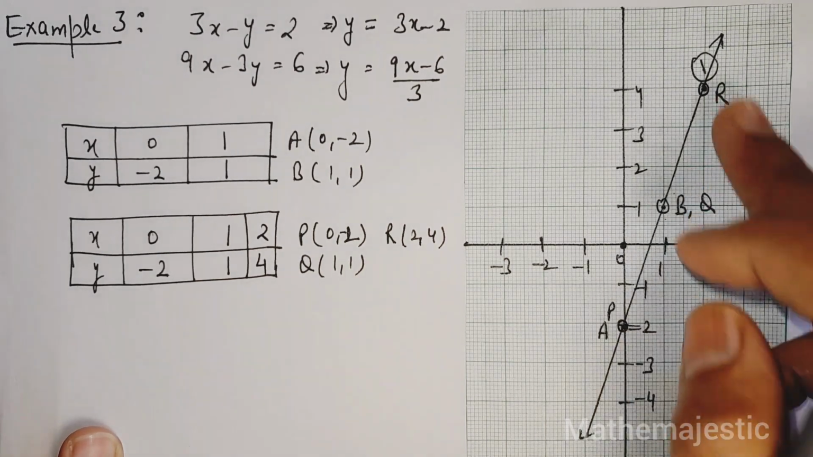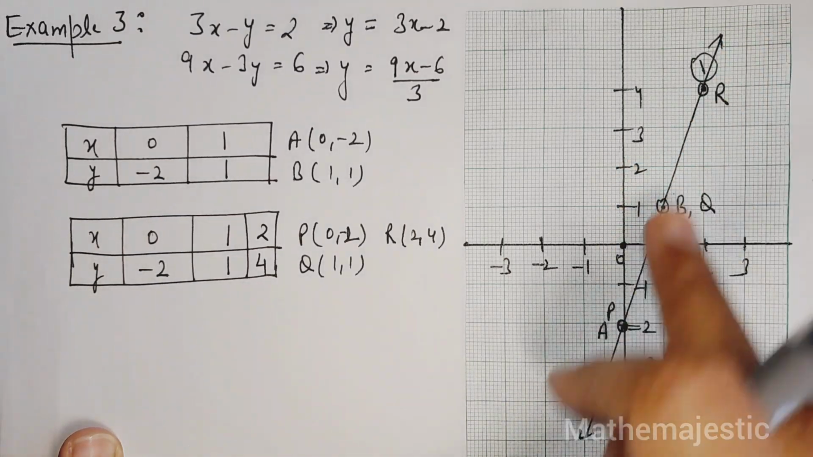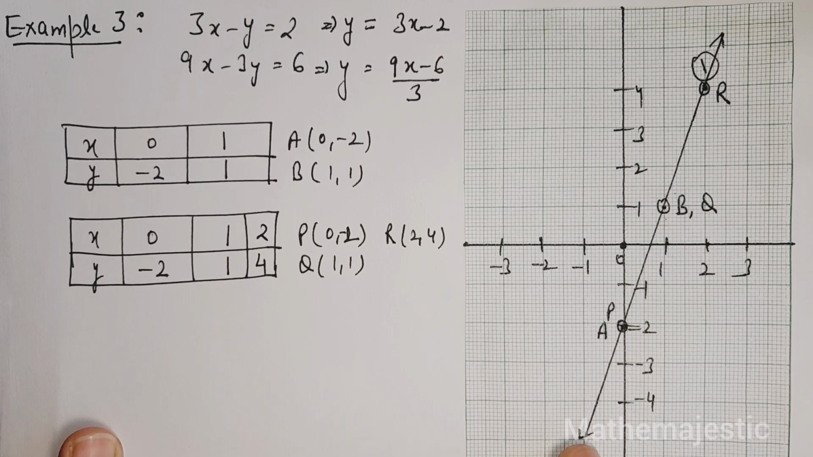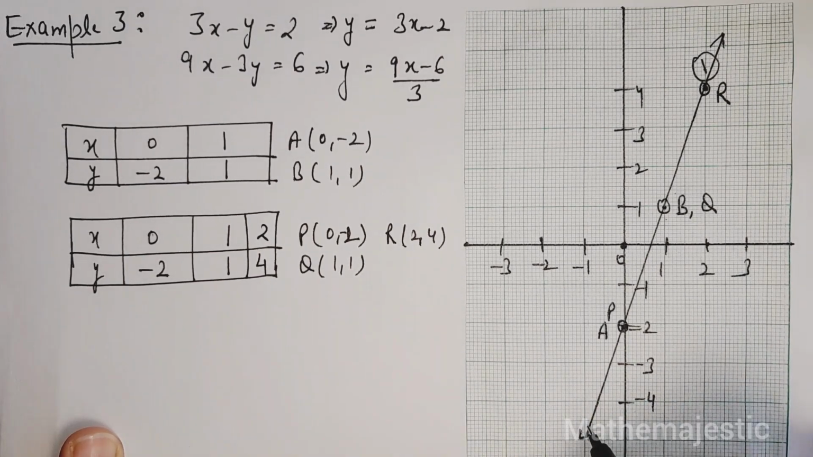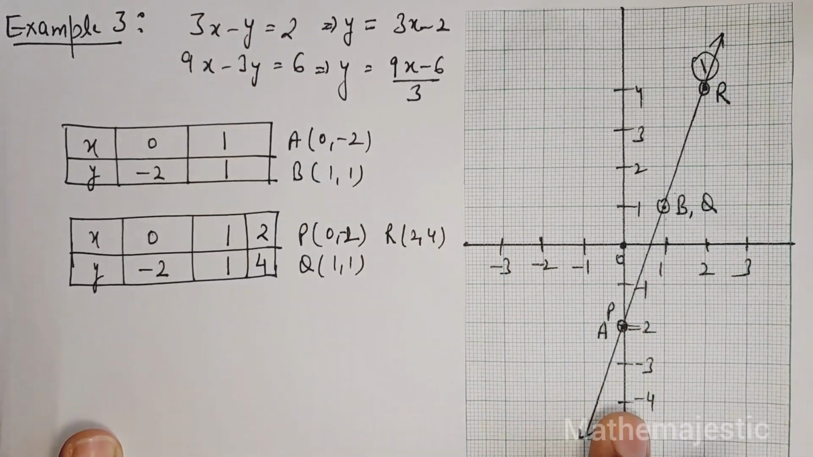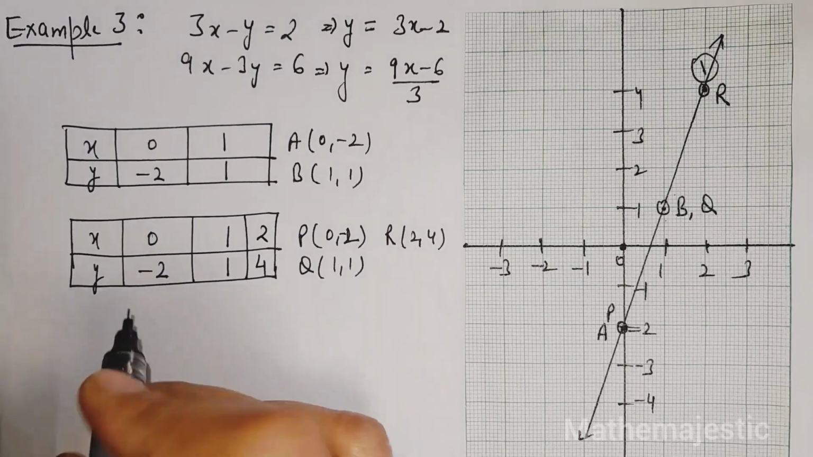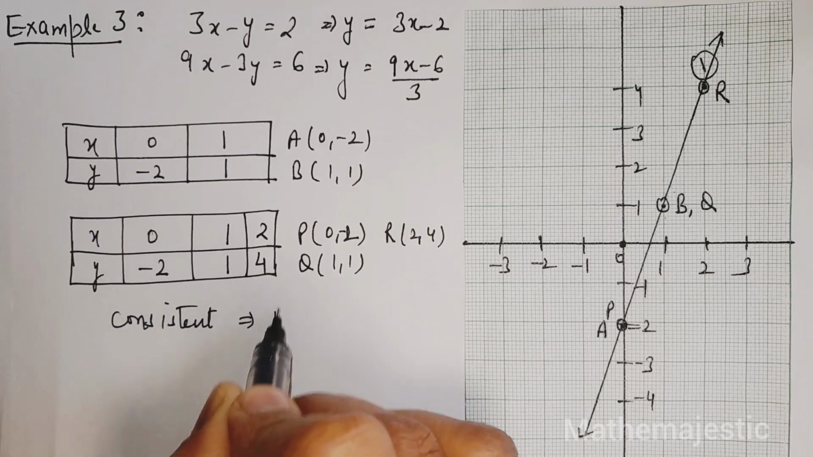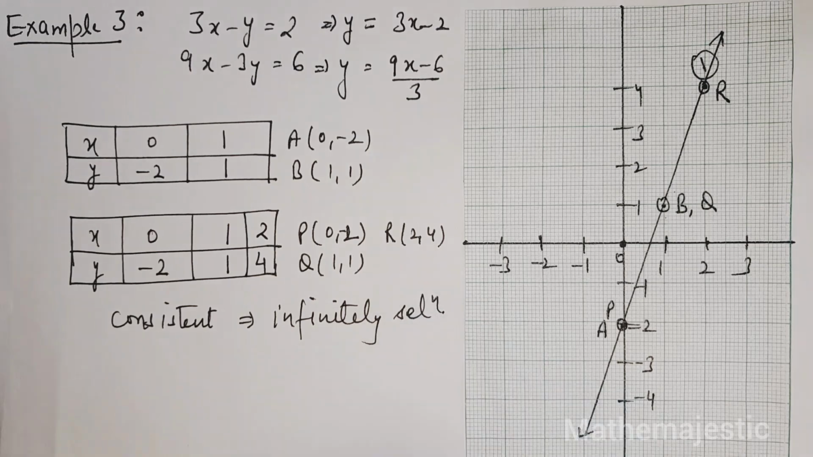If you join any two points out of P, R, Q, R, you will find the same straight line. All the points are lying on the same straight line. That means both the lines are coincident and there will be infinitely many solutions, because every point on this line will be a solution to these equations. Every point will satisfy these two equations. So that means this system is consistent and has infinitely many solutions.